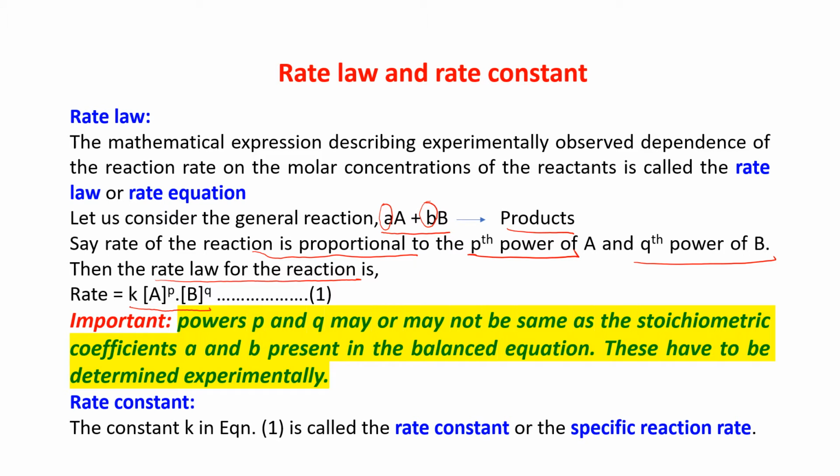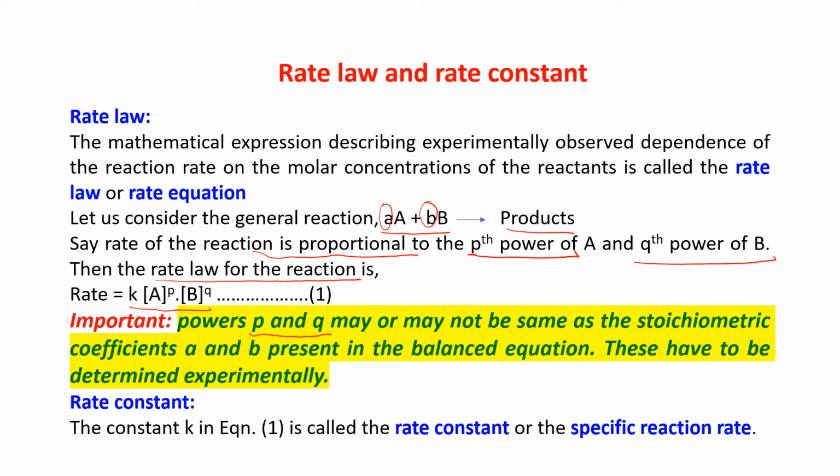Now, the powers p and q may or may not be the same as the stoichiometry. It may be the same with the stoichiometry. It may not be the same with the stoichiometry. Experimentally, we may find that the rate of a reaction is not proportional with the stoichiometric value. It may have some other value, that is the pth power and the qth power of A and B. So these have to be determined experimentally, as I told you.